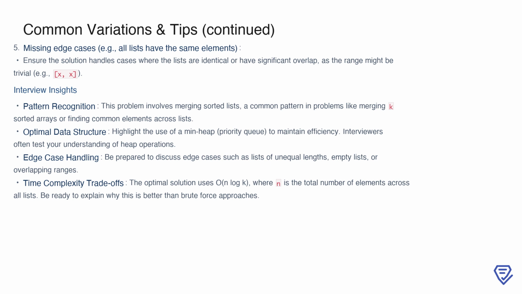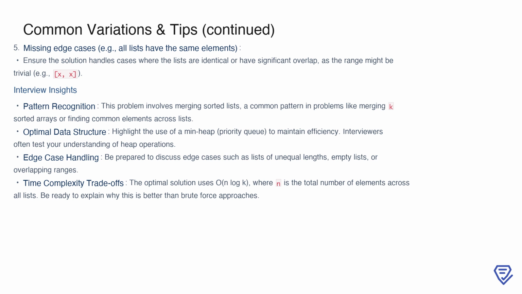From an interview perspective, this problem tests your ability to recognize patterns in common problems, such as merging sorted lists or finding intersections. A key takeaway is the use of an optimal data structure, specifically a min-heap, to maintain efficiency. Understanding heap operations like insertion and extraction is something interviewers often focus on. Furthermore, you should be ready to discuss edge cases clearly, like handling lists of unequal lengths, empty lists, or overlapping ranges.